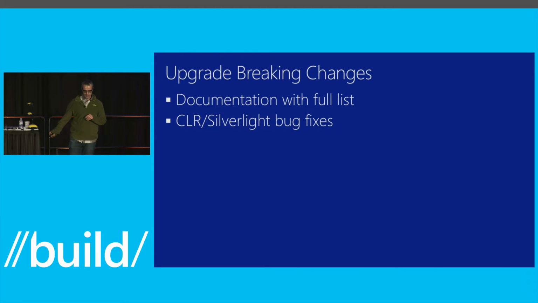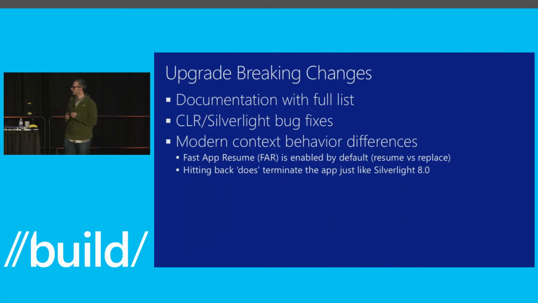And then next is this whole modern context behavior difference. The main difference here is if you're familiar with Fast App Resume, a Silverlight 8.0 app has replace mode by default. What that means is when you launch your Silverlight 8.0 app, and then navigate around, and then hit the Start button, the next time you go back and launch your app again, it's replaced, hence the word replace. And that means the old one gets terminated, and it takes a little longer for the app to come up. It's not the best user experience. We did have the ability to turn on Fast App Resume. You can change in your manifest file that value replace to resume, and it would actually resume where it left off. It would have been suspended and then resumed.